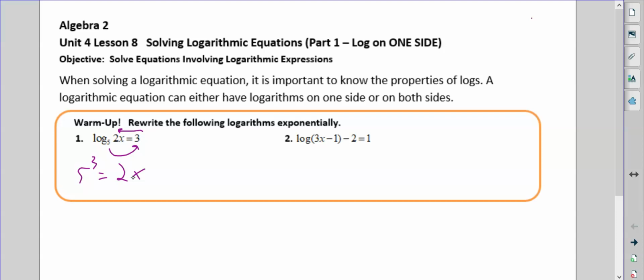And right here, remember first we need to get it by itself. So we add 2 to both sides. So we have log(3x minus 1) equals, add 2 plus 1 is 3. This is a log base of 10. So 10 to the 3 equals 10 to the 3 equals the 3x minus 1.